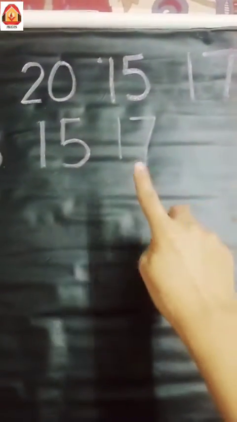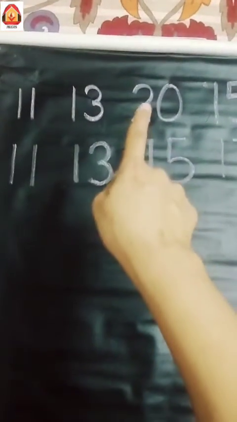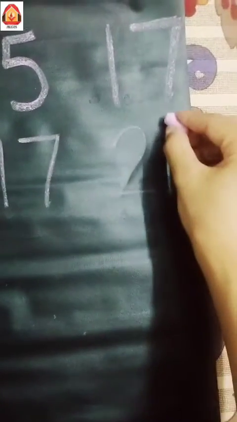Now I will do forward counting again. After 17, here will be number 18, but number 18 is not here. After 18, what will be the next number? 19, but number 19 is not here. After 19, what will be the next number? Number 20. So you can see number 20 here. So we will write number 20 here.